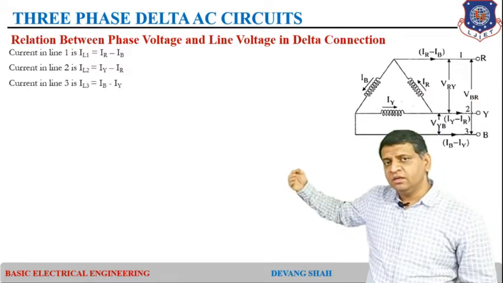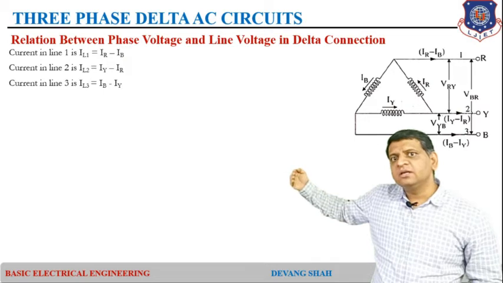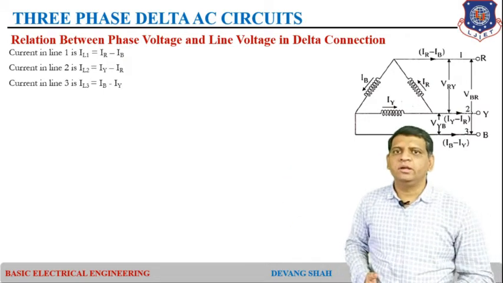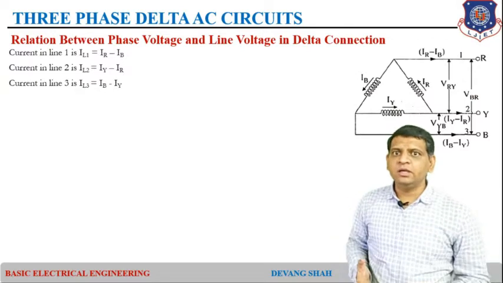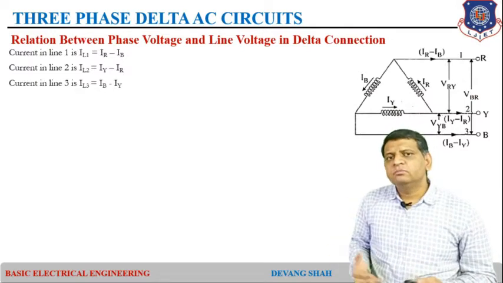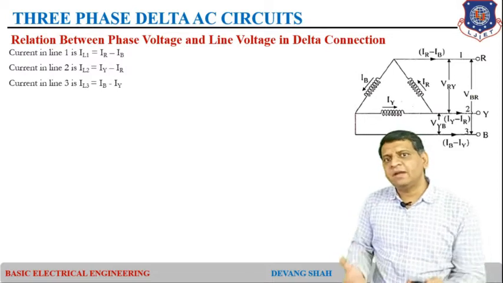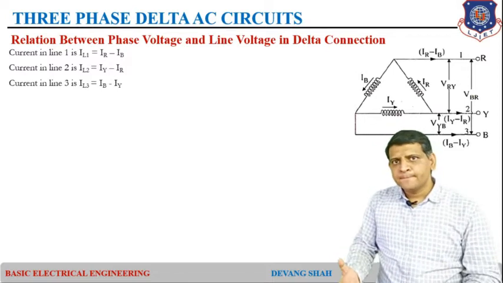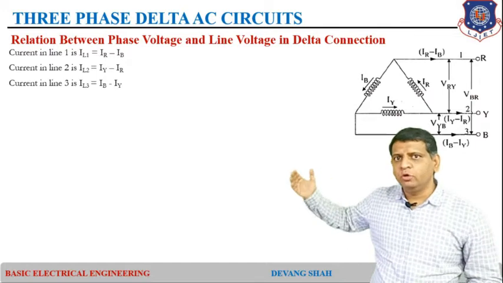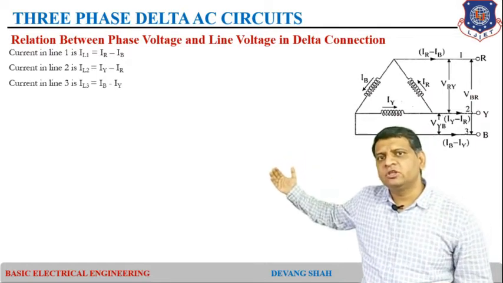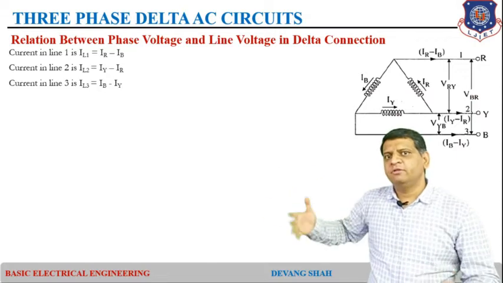So, you can see that all these 3 currents are nothing but the subtraction of vector quantities. Since they are vector quantities, here I am stuck. Once you are stuck, only one master key will help you, and that master key is the phasor diagram, right. So, I am going to solve this and find the relationship of line current versus phase current, right.